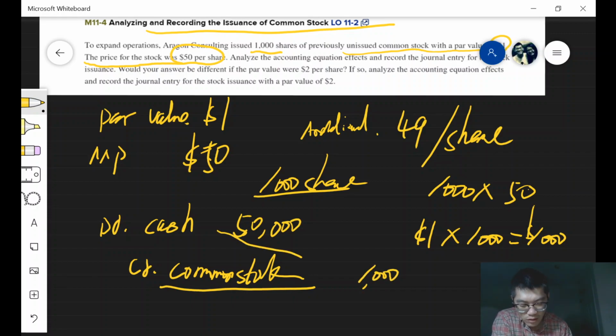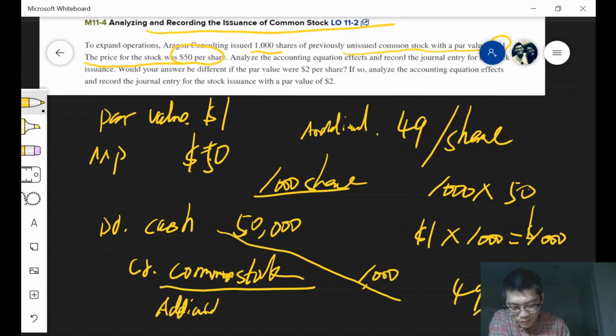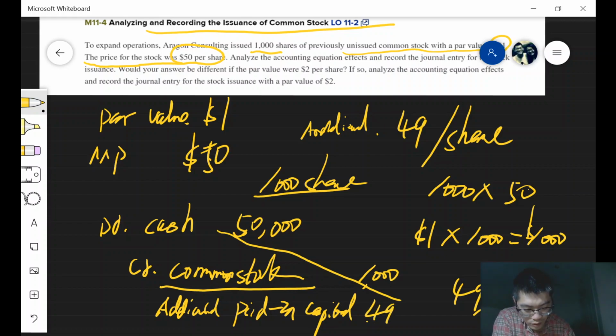Then we have a difference of $49,000. To make this journal entry balance, we record this difference as additional paid-in capital. Again, this is capital we receive, but it is additional paid-in, $49,000. Now this is balanced.